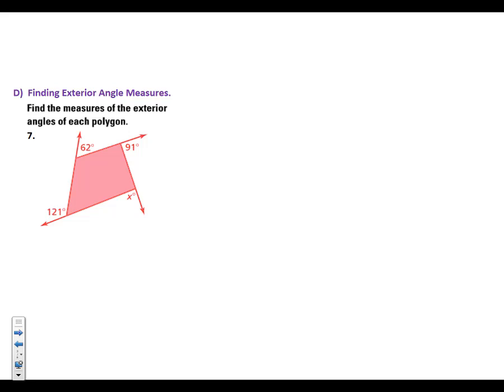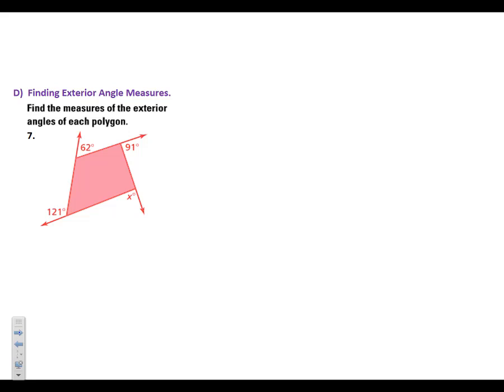Here we go. We're going to find the missing exterior angle measure. We don't have to calculate the sum of the exterior angles. We already know, hey, this is a convex polygon. If it's a convex polygon, it equals 360.